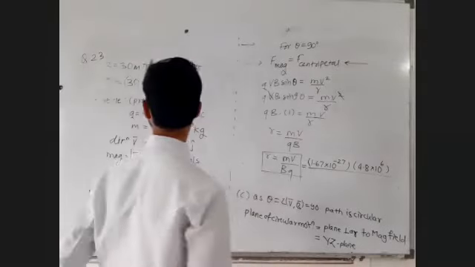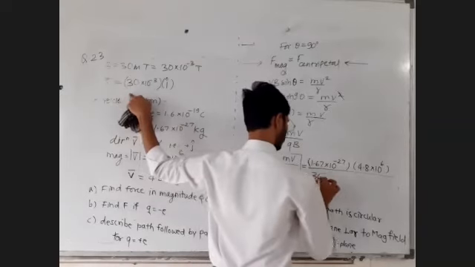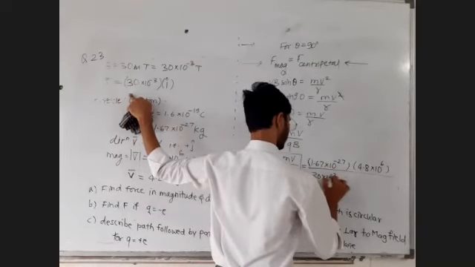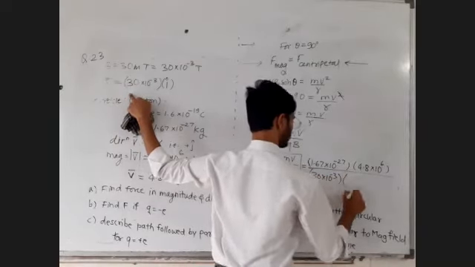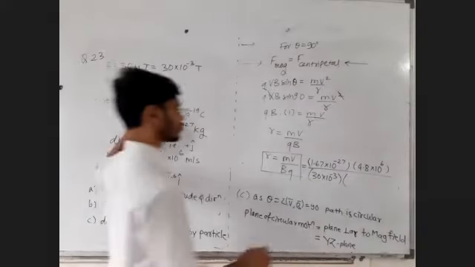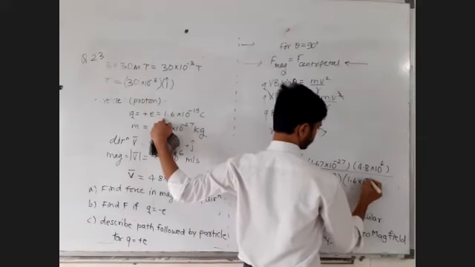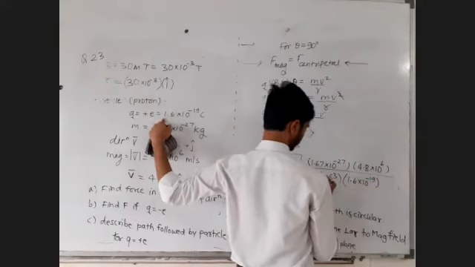B, the magnetic field. B is what? 30 millitesla. Milli means 10 raised to minus 3, so 30 millitesla. Charge is what? Charge is 1.6 into 10 raised to minus 19.